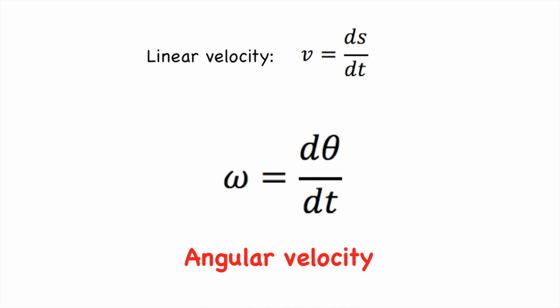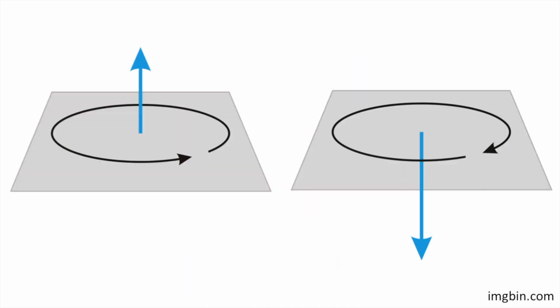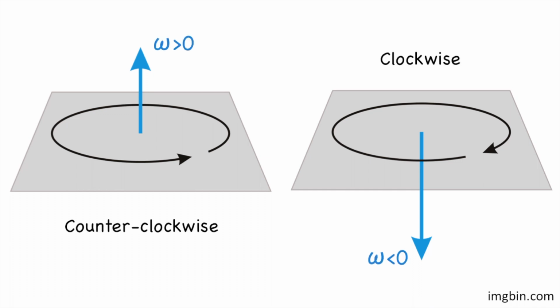It is usually expressed in radians per second. Angular velocity is a vector. Its direction is that of an axis through the center of the circular path and perpendicular to the plane of the circle, the so-called rotational axis. The angular velocity vector can point up or down, and this pointing indicates the sense of rotation, counterclockwise or clockwise, respectively.